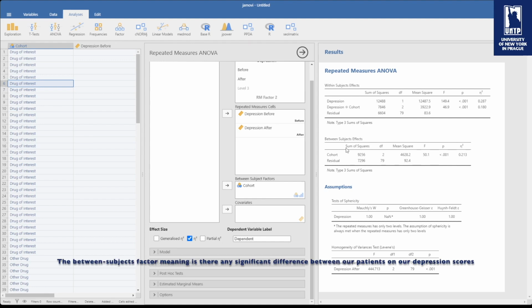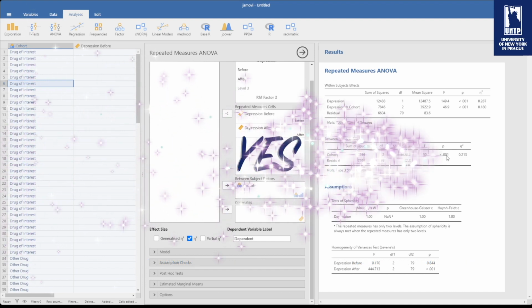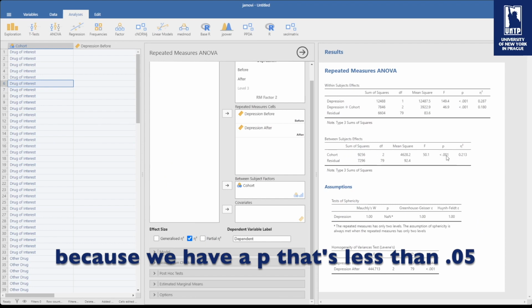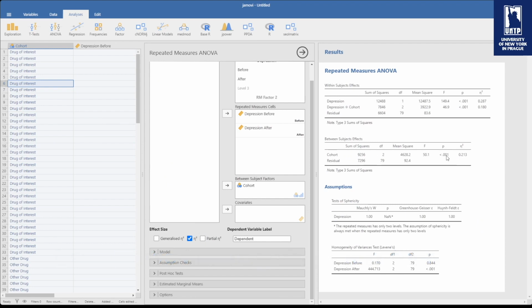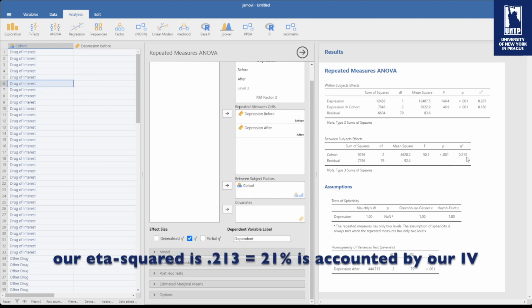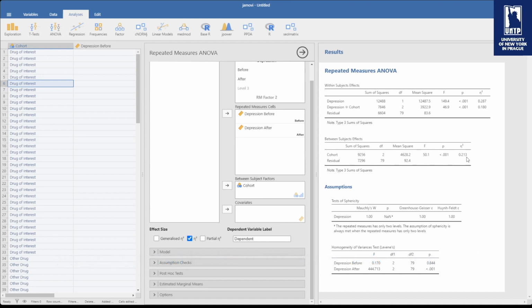So the between subjects factor, meaning is there any significant difference between our patients on our depression scores? And the answer is yes, because we have a p which is less than 0.05, in this case less than 0.001. Our eta squared is 0.213, meaning that 21% is accounted for by our independent variable, meaning our group.